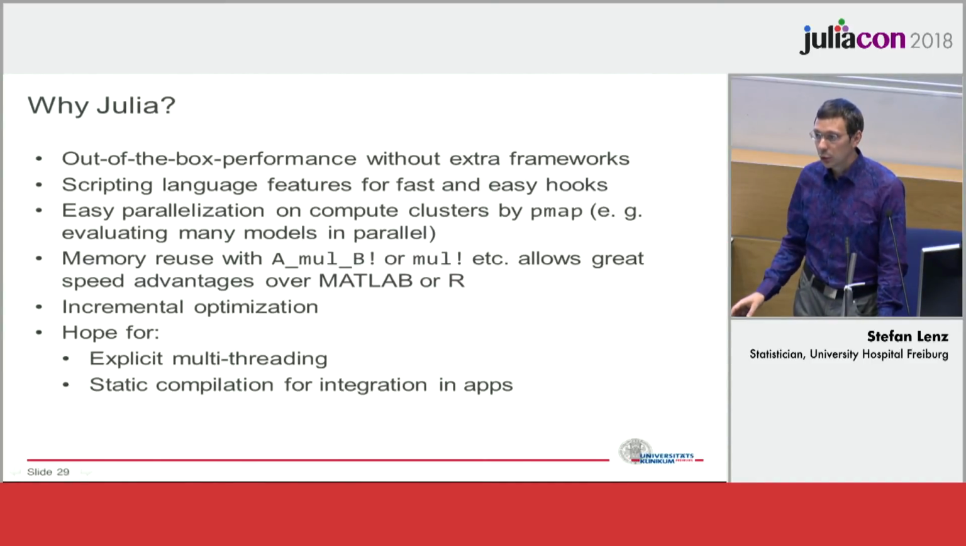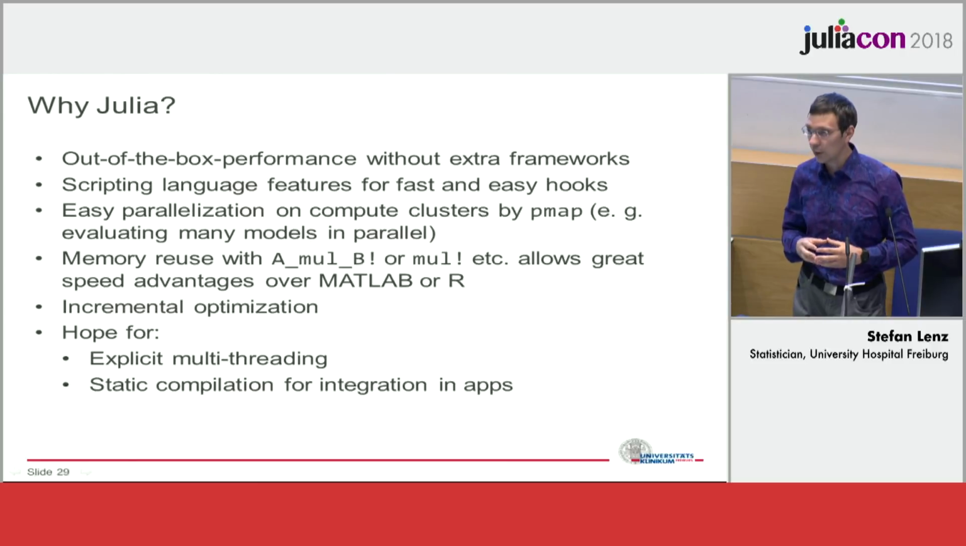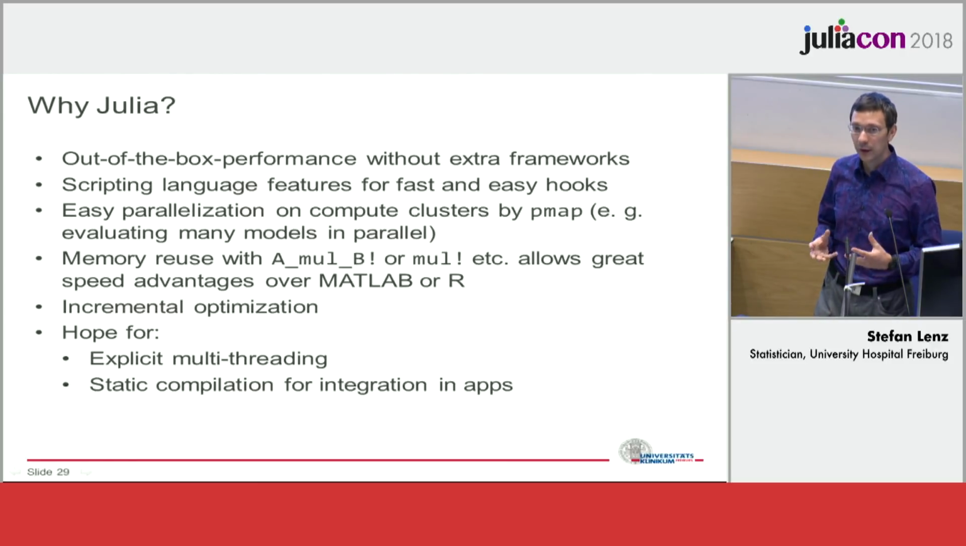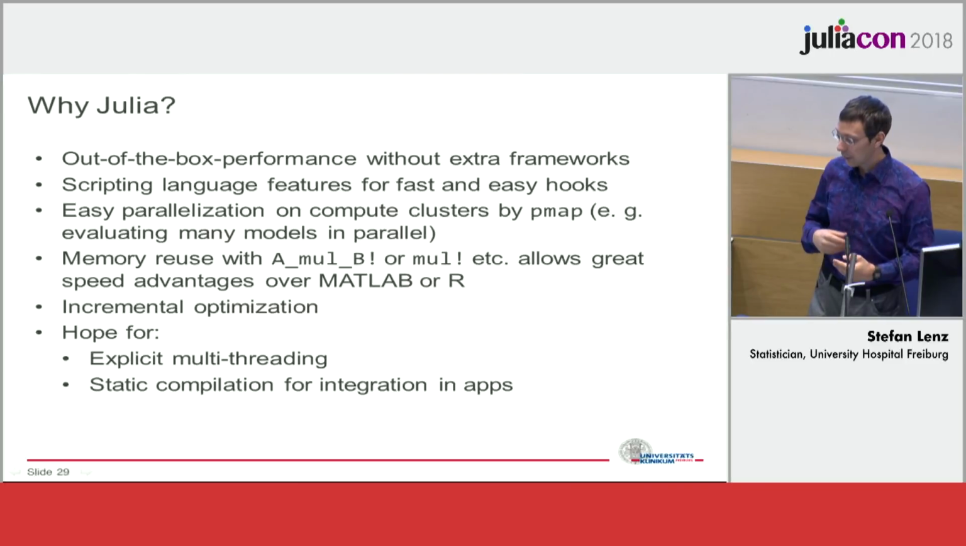So why did we use Julia for all this? Because it provided out-of-the-box performance without extra framework, so we didn't have to leave the box for this. And Julia provides good scripting language features, which made it very easy to hook into the process, for example, for the monitoring, to just give a monitoring function and execute it after each epoch. And it also has good capabilities for parallelization on compute clusters by using pmap. So with this you can evaluate many models in parallel.